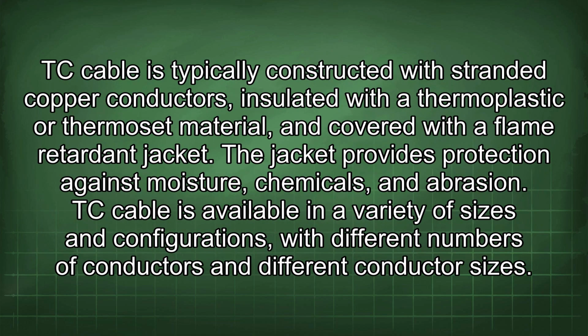TC cable is typically constructed with stranded copper conductors, insulated with a thermoplastic or thermoset material, and covered with a flame-retardant jacket. The jacket provides protection against moisture, chemicals, and abrasion. TC cable is available in a variety of sizes and configurations, with different numbers of conductors and different conductor sizes.